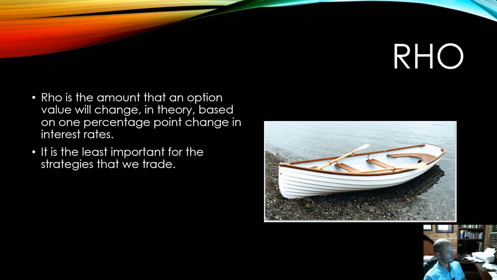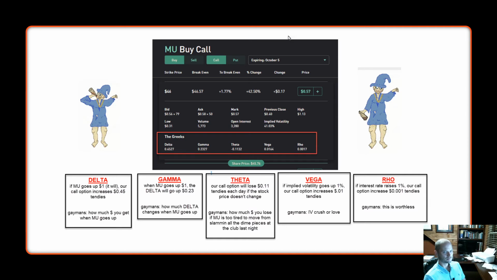Rho is really not important at all, but I figured we would go over it anyway. Rho is the amount that an option value will change in theory based on a 1 percentage point change in interest rates. And like I said, it's the least important for the strategies that we trade, so I'm not going to spend a whole lot of time on it, but it's useful to know exactly what it is, I guess.